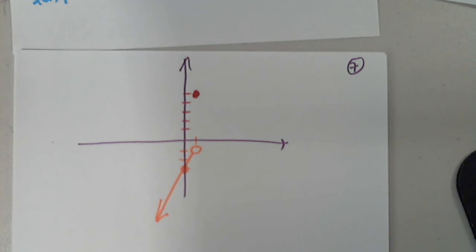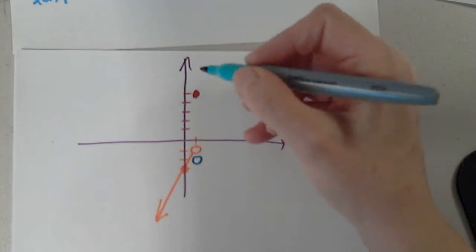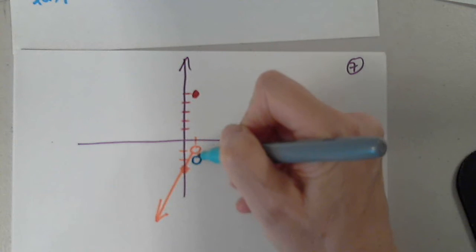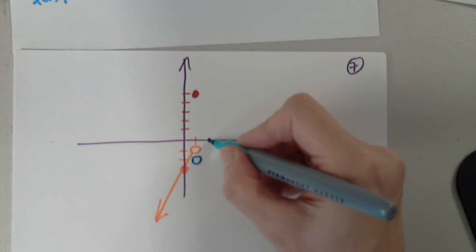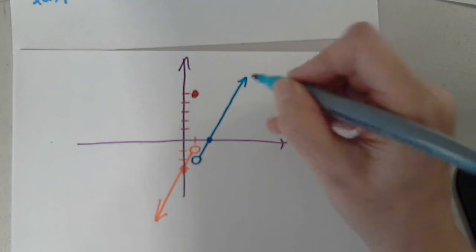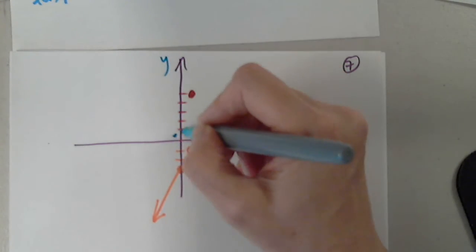The next piece in a different color is 1, negative 2. And 1, negative 2 will be with an open point. This is a function. You cannot have more than one full point for 1, when x equals 1. And for x equals 0. And this is a linear function. So this is the graph.